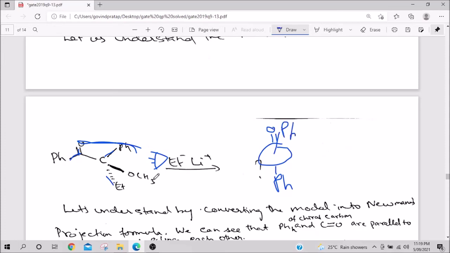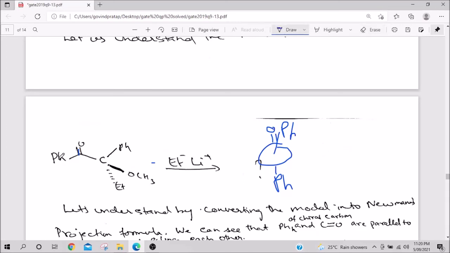And then what are you seeing? You are seeing that OCH3 is coming this side and it is coming this side. If you rotate this, you catch this Ph and move it behind, because you are seeing from the front. Then what you are seeing is that Et is on this side and OCH3 is on this side. Et is on the left side, OCH3 is on the right side. Please do not move ahead if you do not understand. Think about it, understand, then only move.